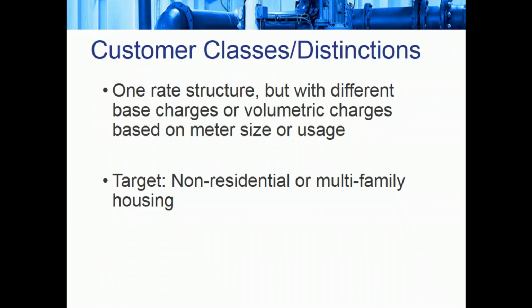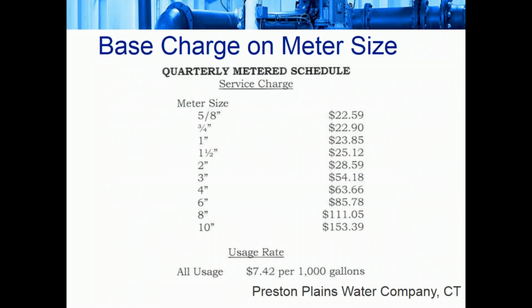Another choice that is out there is to keep the rate structure the same, but to vary that monthly minimum charge based on the meter size or based on usage. And so here's an example, again, from Connecticut, Preston Plains Water Company, where they have meter sizes ranging from a 5/8 inch meter up to a 10-inch meter. Those monthly minimum service or quarterly service charges vary, as you can see here, from $22.59 a quarter up to $153 a quarter. But then the volumetric rate represented at the bottom of the screen there, 742 per thousand gallons, is consistent for all customers at all levels of usage.